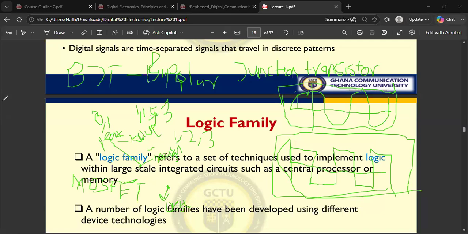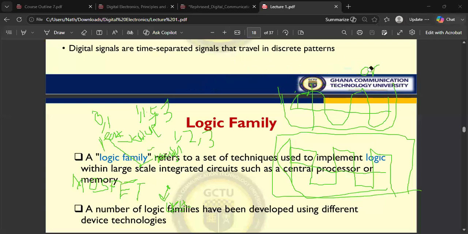Before circuits can be grouped in the same family, they must share compatible voltage levels, logic states, and power supply characteristics. Each logic family has its operating voltage level, logic states, and power supply characteristics. Without that, you can't group them in the same family.